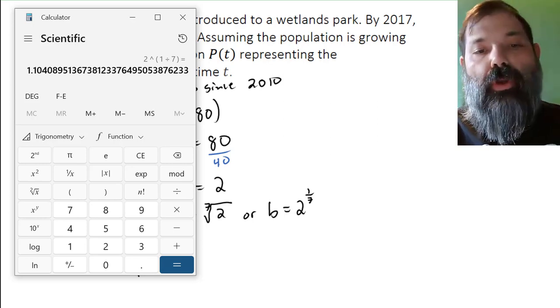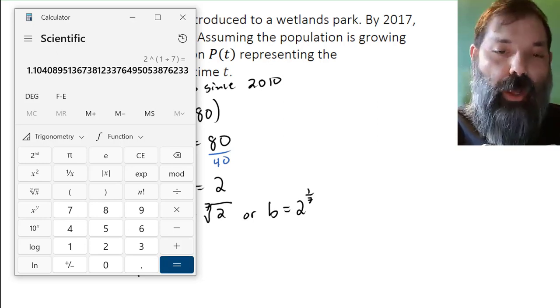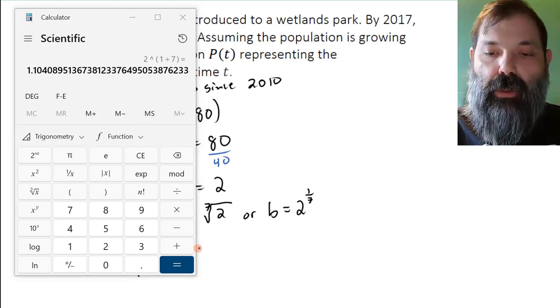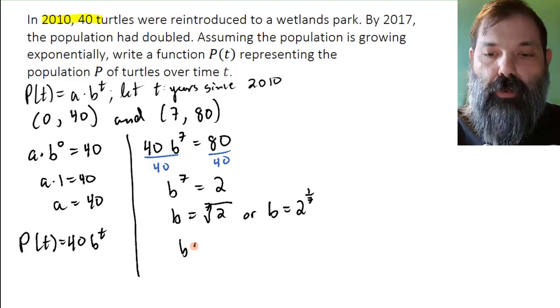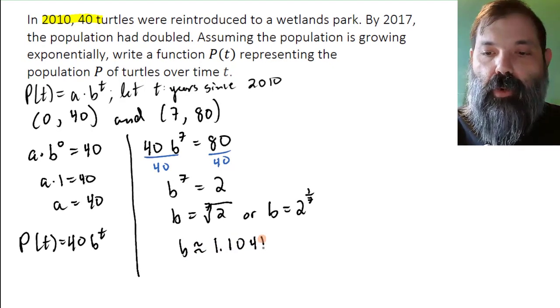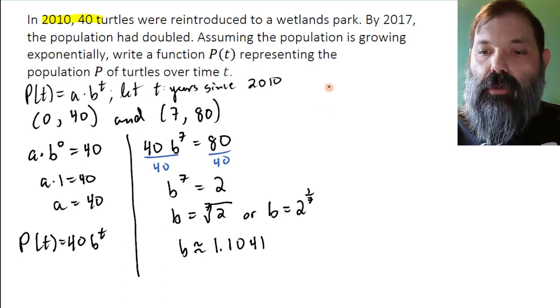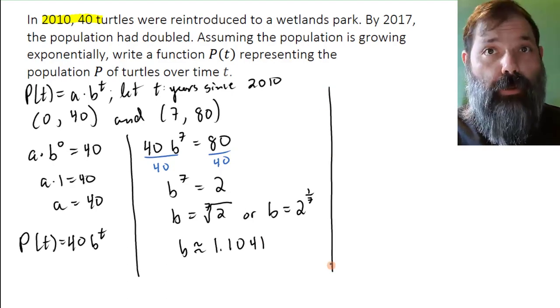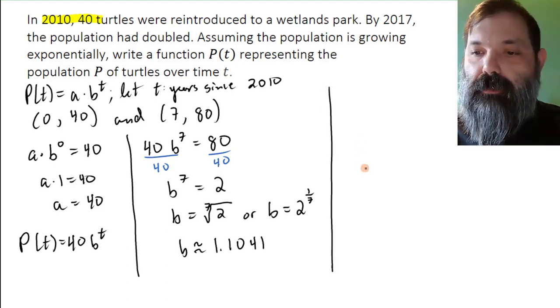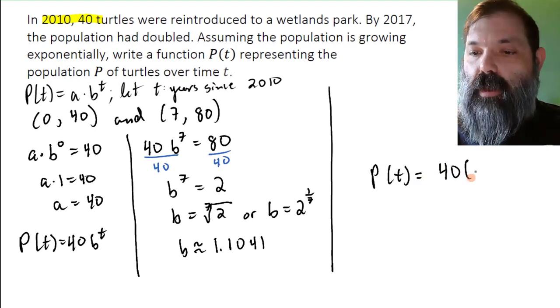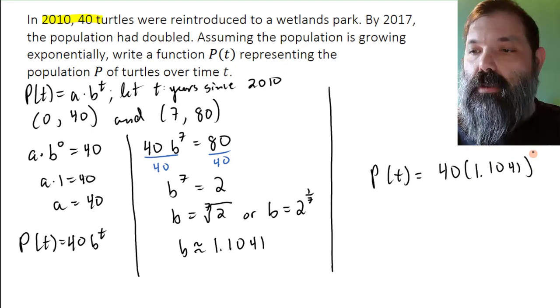And that's 1.1041. So b is approximately 1.1041. So then putting that together, a function that models this situation is p of t is 40 times 1.1041 to the t.